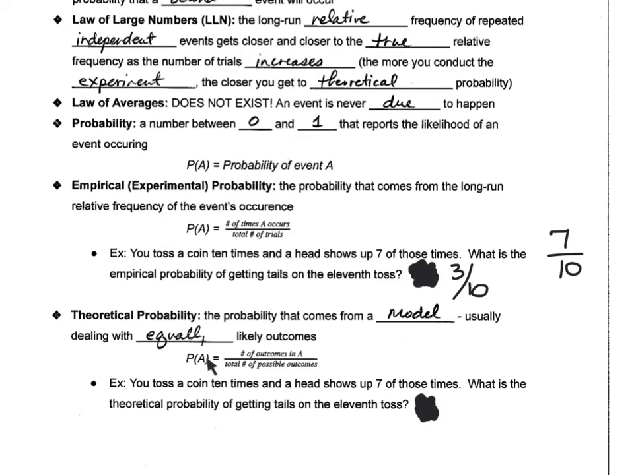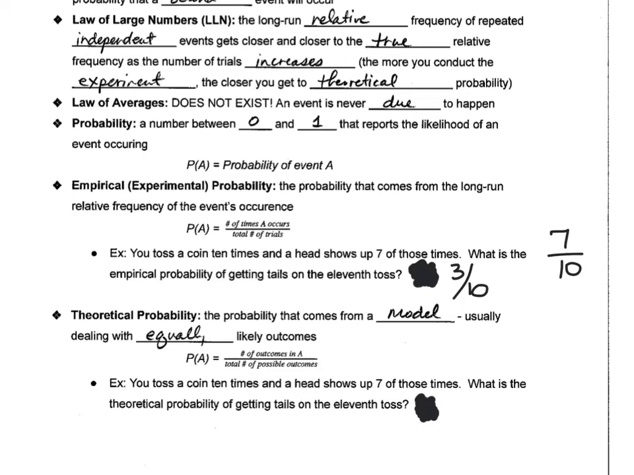Well, the probability of an event A is the number of outcomes in A over the total possible number of outcomes. Okay, so it says here, example, you toss a coin 10 times, and a head shows up 7 of those times. What's the theoretical probability of getting a tails on the 11th toss?